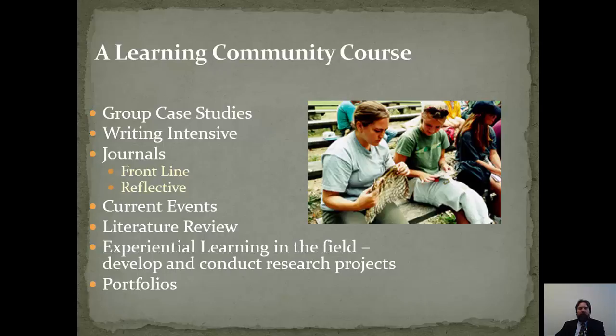Current events, what's happening in the world today relevant to students' lives, are very important here. Doing literature reviews for students is also very important. They need to understand what are credible sources of information and how to utilize those and how to appropriately give credit to others that are doing research. The experiential learning component in the field, again, is based on Kolb-based experiential learning.